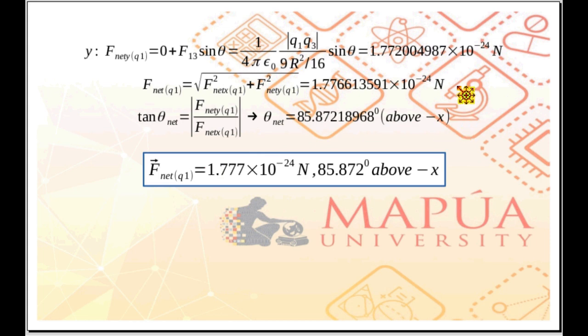Magnitude of F net, direction of F net, putting them together, we have F net is equal to 1.777 times 10 to the negative 24 newtons, 85.872 degrees above negative x.